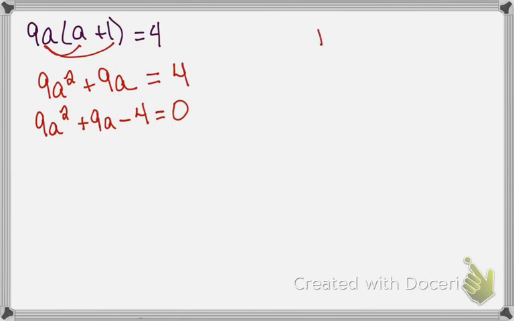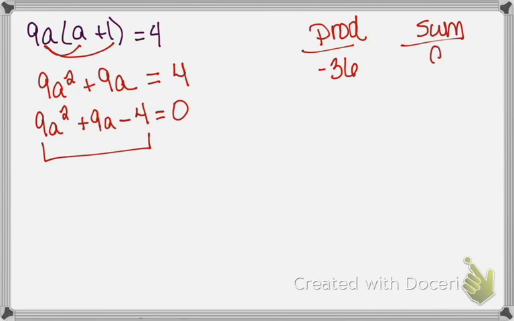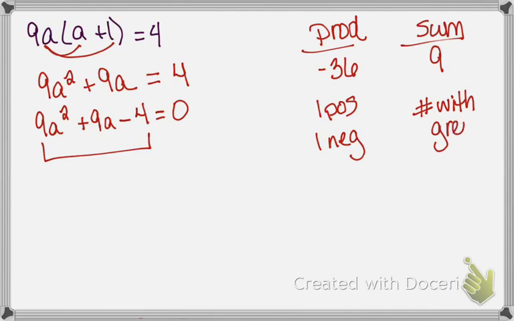Now what do I do? Factor. So my product is 9 times -4, so that's -36. My sum is +9. So I have two numbers. One's positive and one's negative. The reason we know one's positive and one's negative is because the product is negative. The only way we can get a negative product is to have one of each. My sum is positive, so the number with greater absolute value is positive.